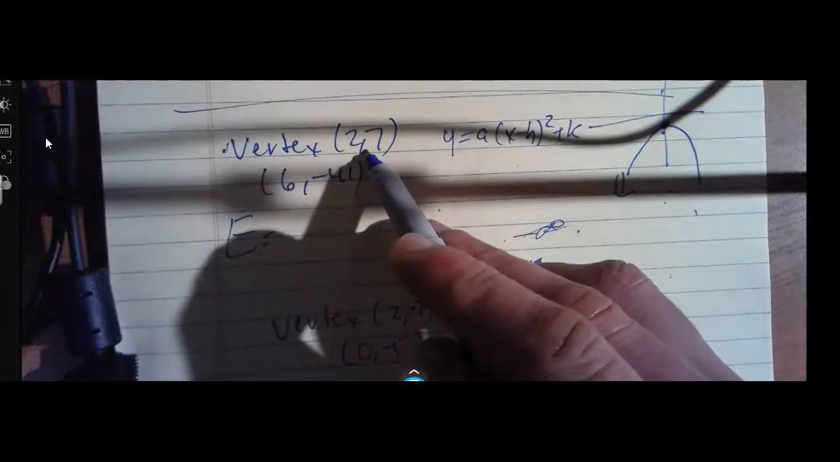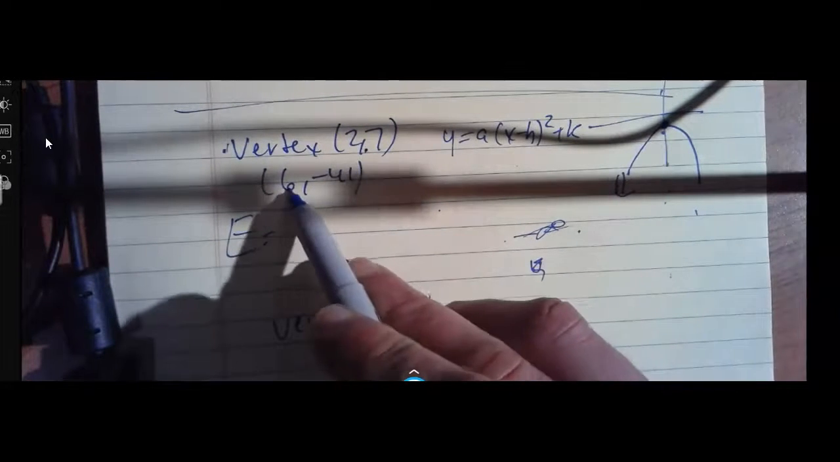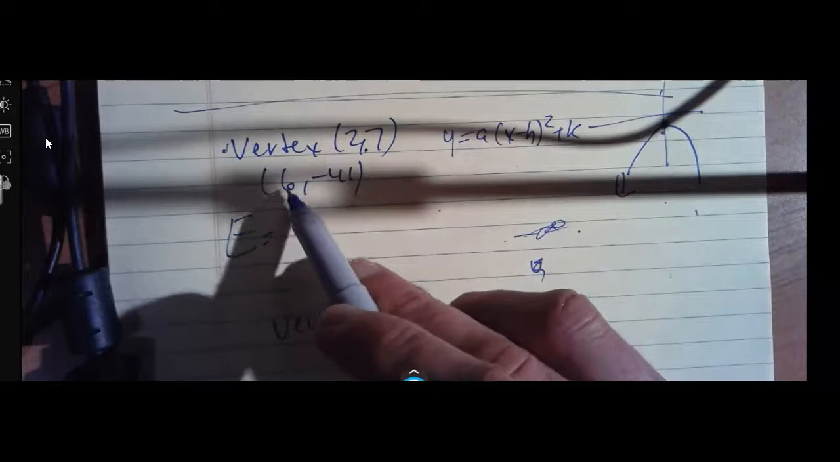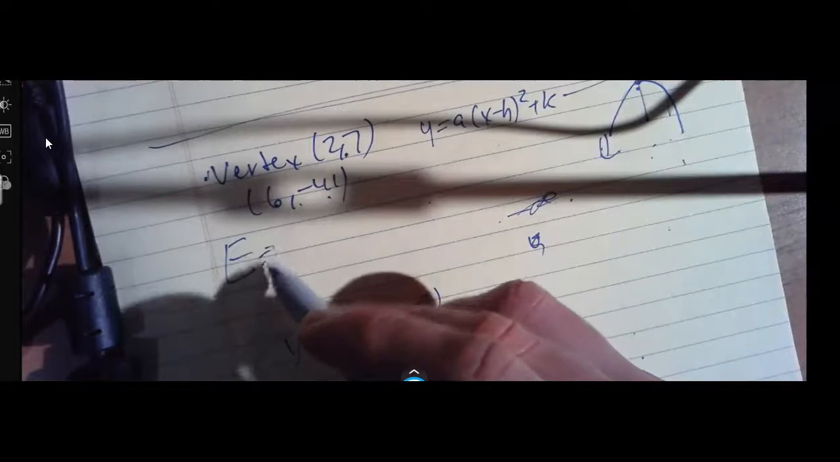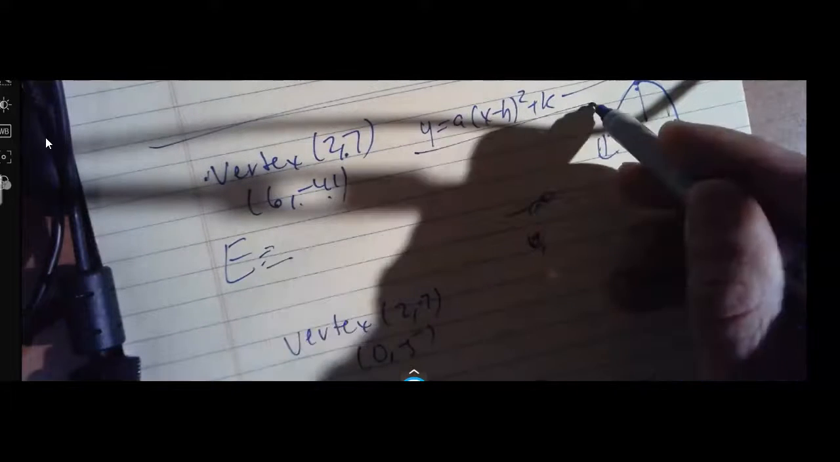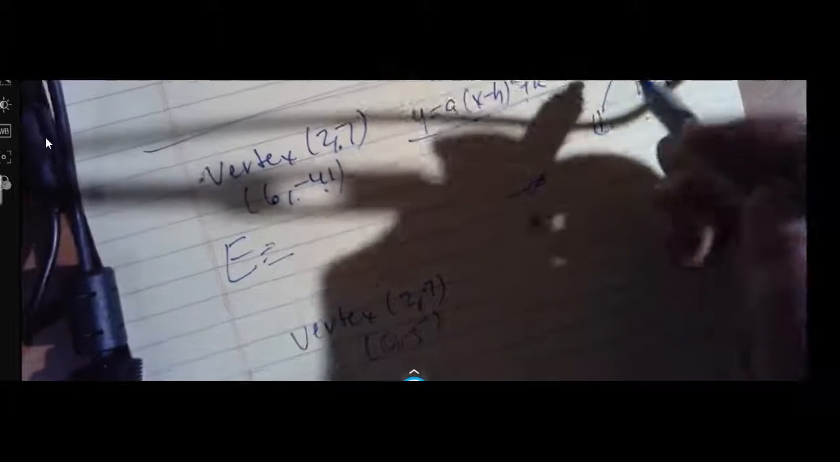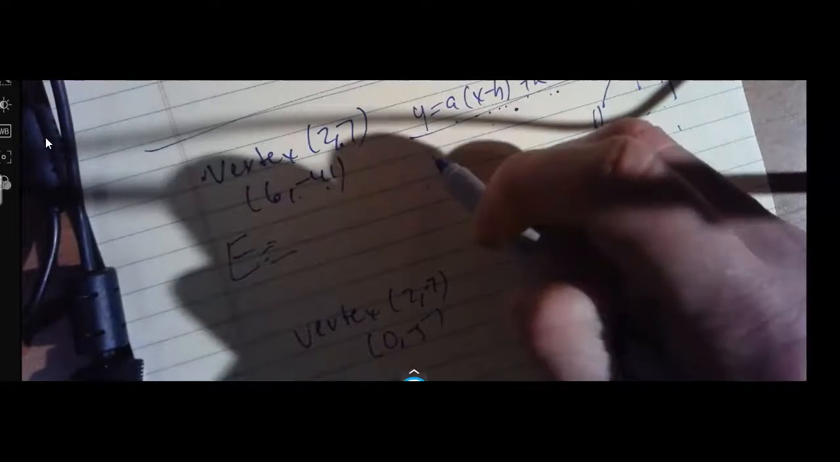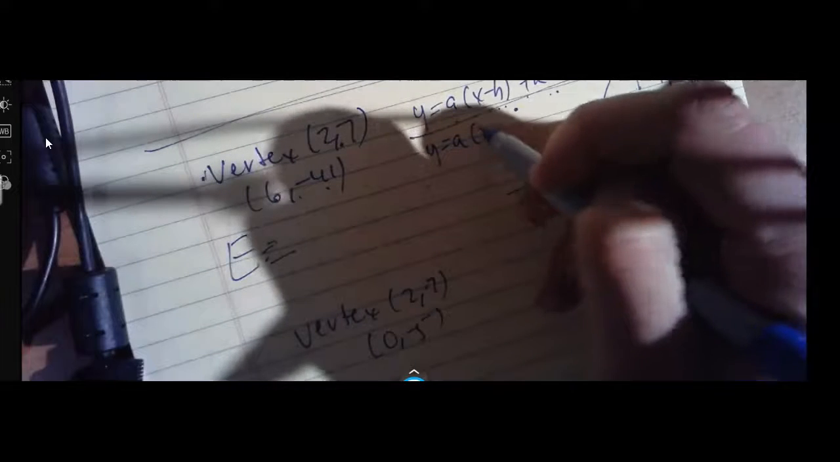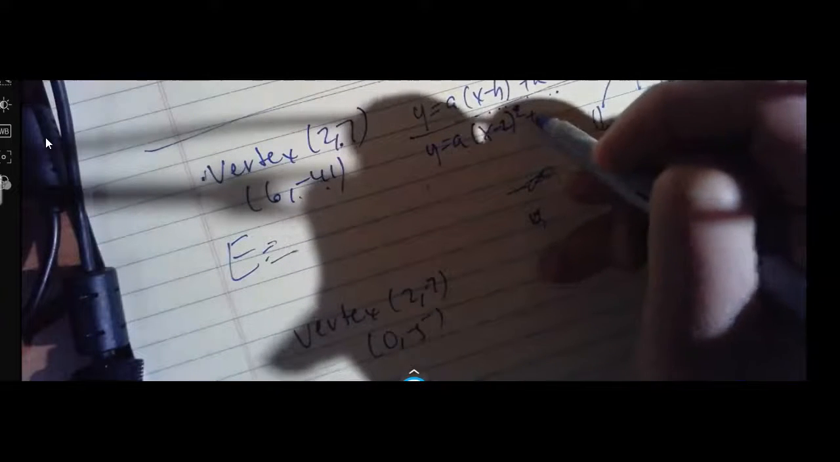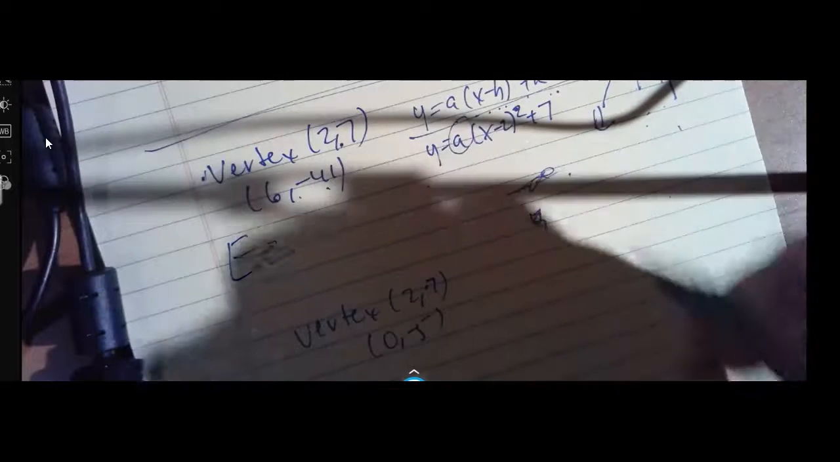Now, the next question gives us the vertex (2, 7), and they give us a point that the quadratic goes through. The shape's called a parabola, by the way. They're asking us for the equation. Well, we know that y equals a times (x minus h) squared plus k is the vertex form. Since they gave us the vertex, it makes sense to use the vertex form. So if we plug in the information we know, it's going to be (x minus 2) squared plus 7. We just have to fill in that a.